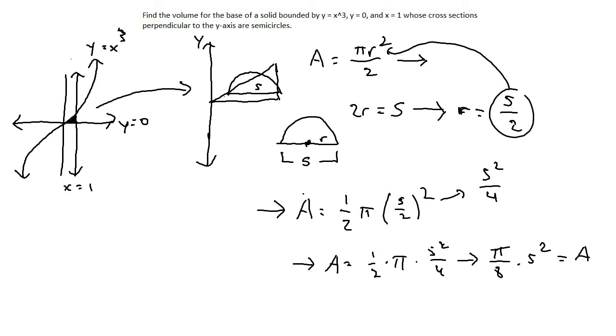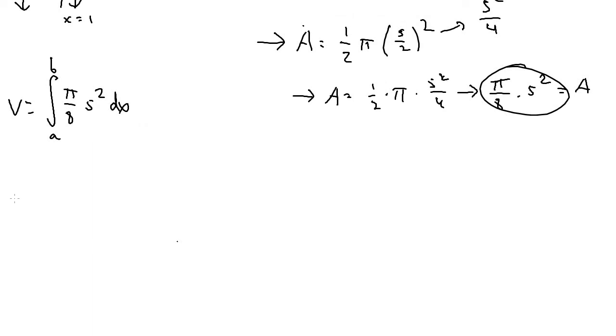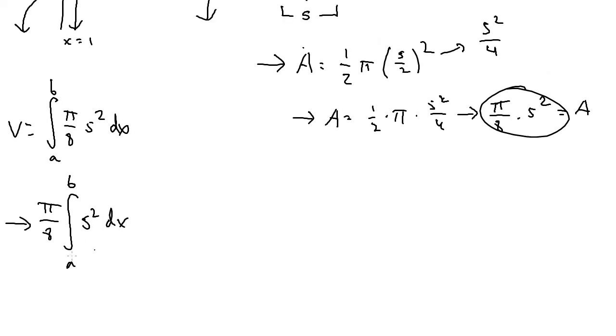Now that we have the area, we can set up our integral. The volume is going to equal the integral from a to b of pi over 8 times S squared. To simplify a little bit, I can bring out the pi over 8, since pi over 8 is a constant, times the integral from a to b of S squared. Now we can find our two bounds, a and b.